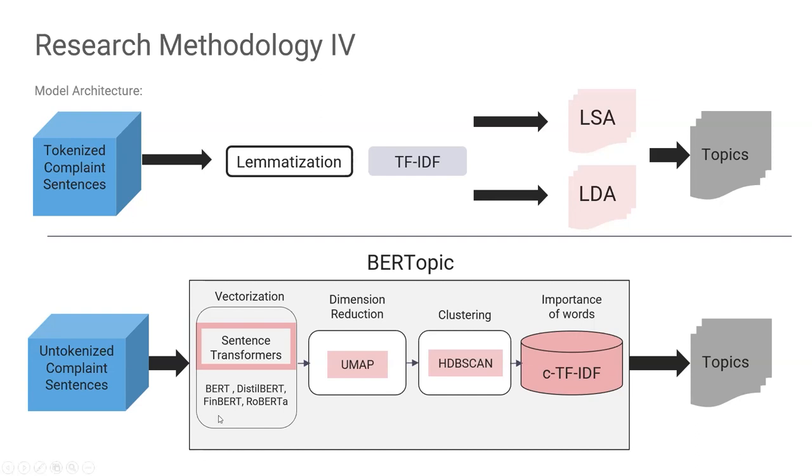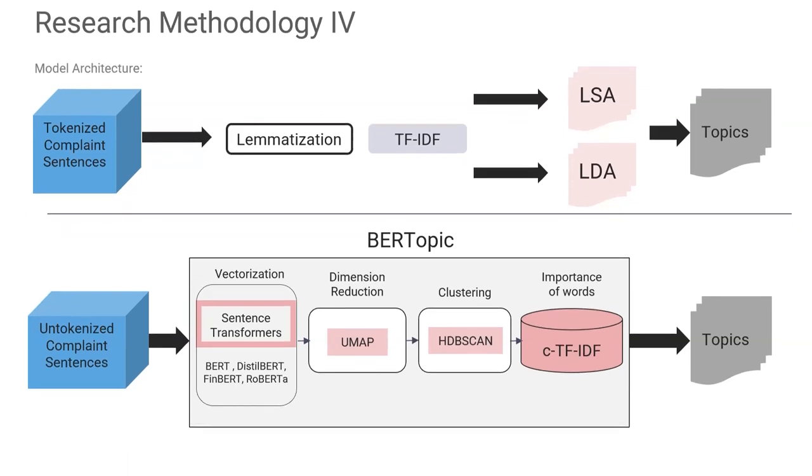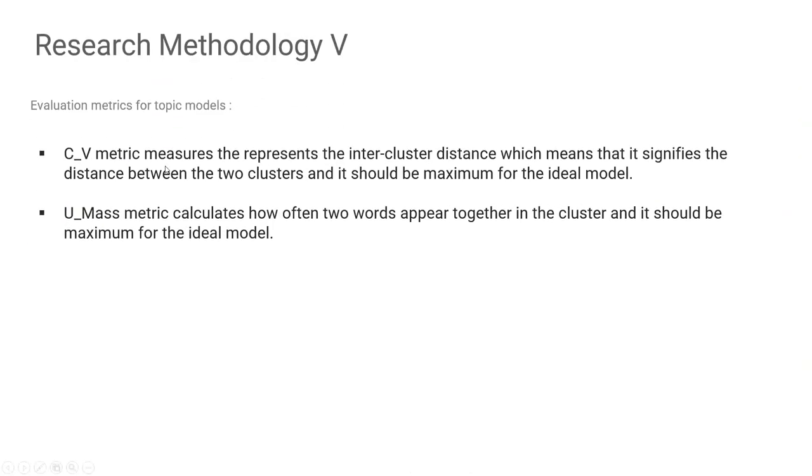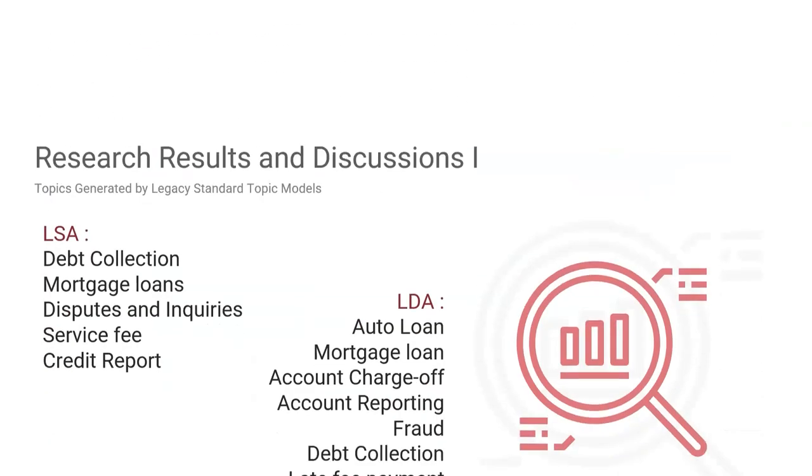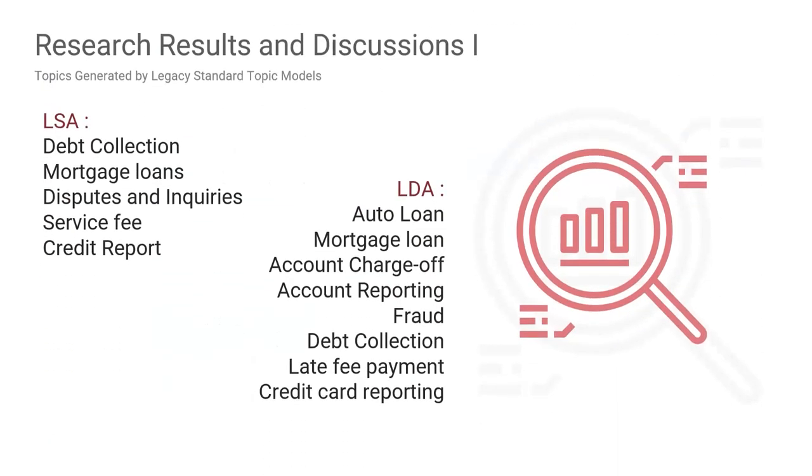Okay, so once you have HDBSCAN, you get c-TF-IDF for the importance of the words, right? And then you generate the topics here. Okay, Samiksha, it's a very good question. So the encoder is not available in this package. So now, as I told you, CV metric and UMass metric are the two metrics we used. So now let's see the results we got.